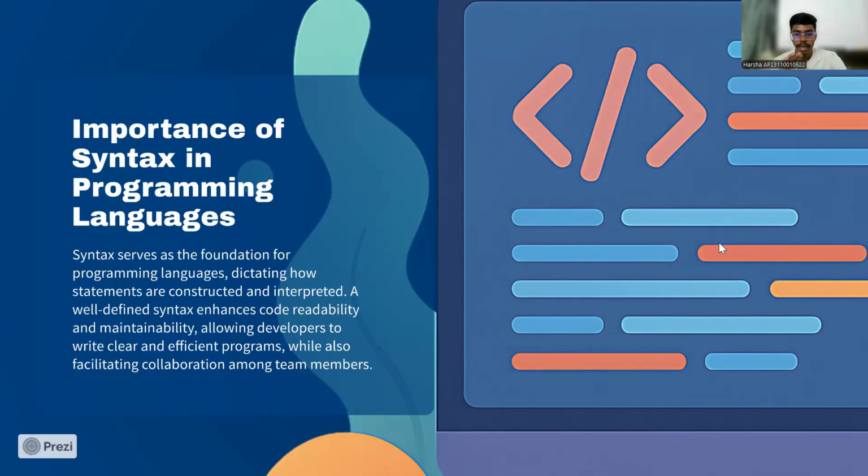Think of syntax like grammar in English. For example, suppose int x = 5; This is the correct syntax. int x = 5 without the semicolon is the wrong syntax because there is no semicolon. In a programming language, the rules must be followed.